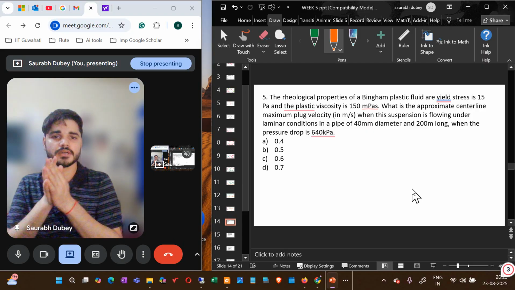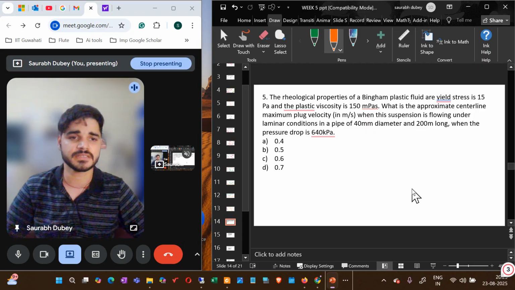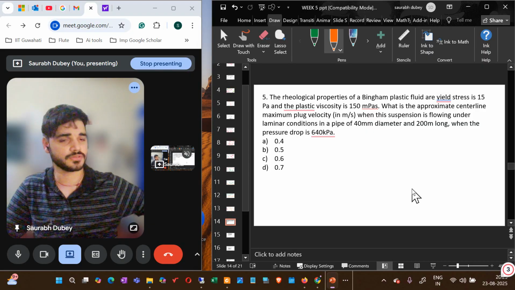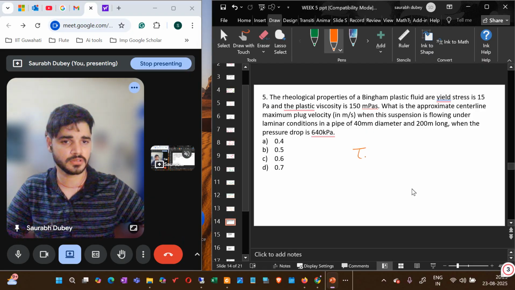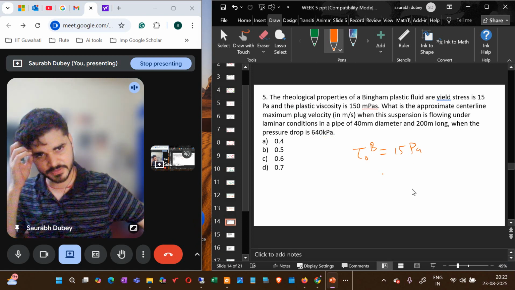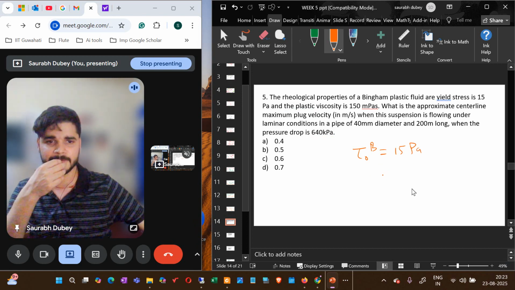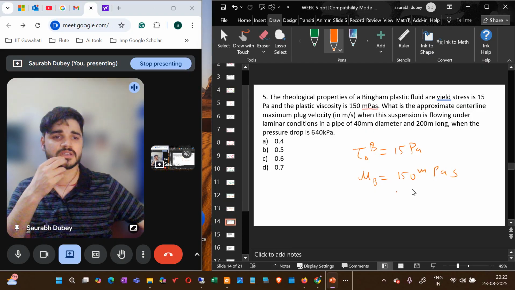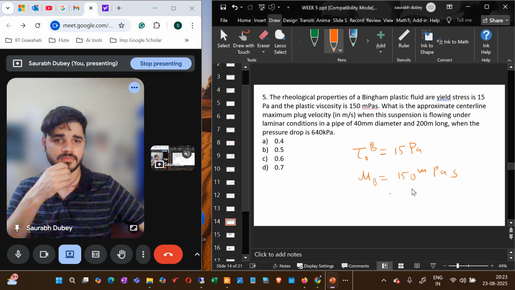So the rheological properties of the Bingham plastic fluid are given, and here the yield stress is 15 Pascal. So you have the tau naught B value to be 15 Pascal, right? The plastic viscosity is 150 mPa·s. What is the approximate center line maximum velocity? It is asking about u max.